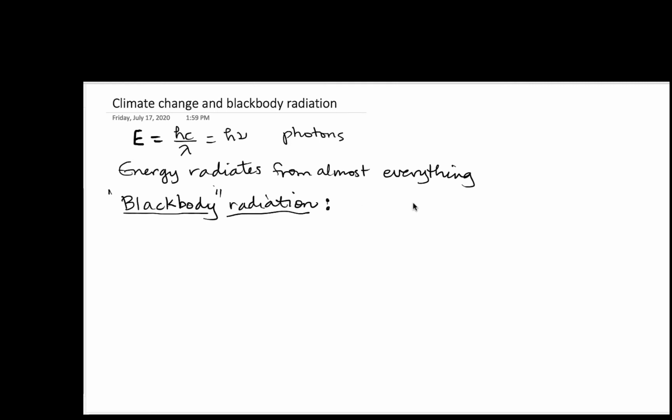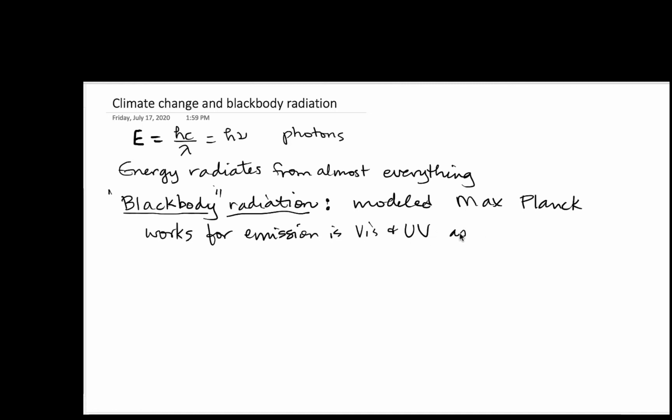And blackbody radiation can be modeled by an equation that Max Planck developed about 100 years ago. And it looks at objects giving off heat as well as light. So it works for the sun as well. Emission in the visible, as well as infrared and microwave and so on and so forth.